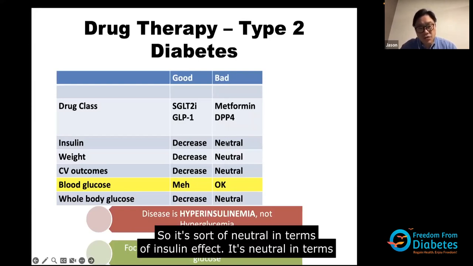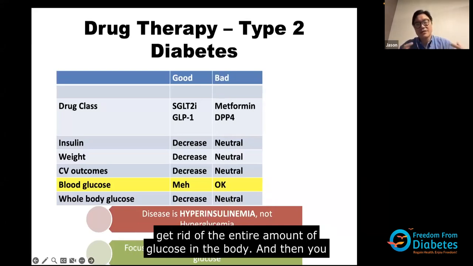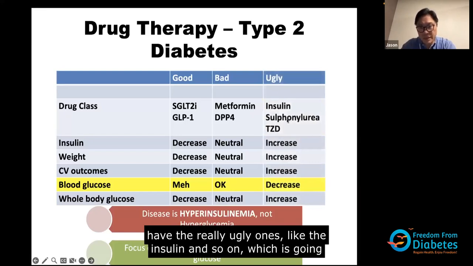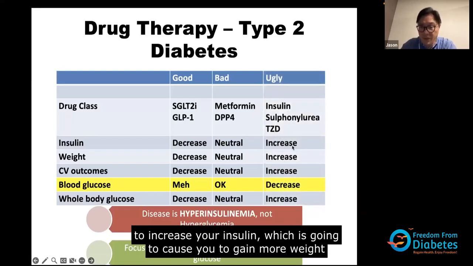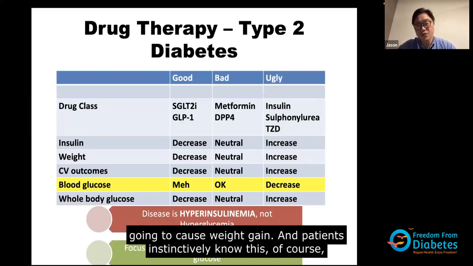You're just moving it around where you can't see it. So it's sort of neutral in terms of insulin effect. It's neutral in terms of weight. And it's got pretty good effect on blood glucose, but it doesn't really get rid of the entire amount of glucose in the body. And then you have the really ugly ones like the insulin and so on, which is going to increase your insulin, which is going to cause you to gain more weight and generally increase your cardiovascular events, which is bad because it's going to cause weight gain.